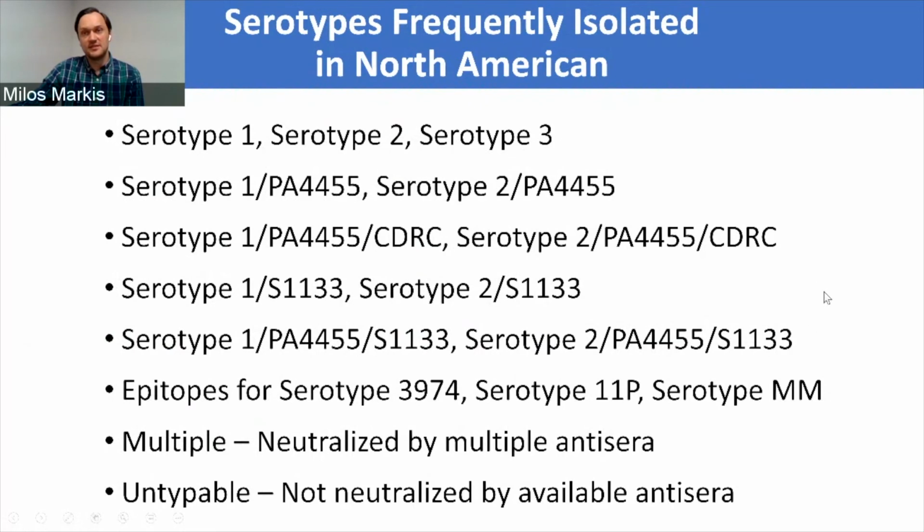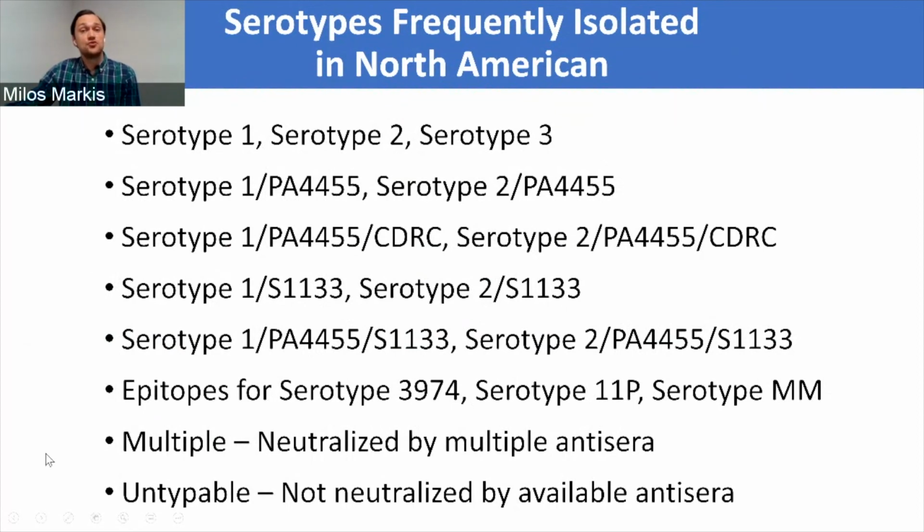And many times these isolates come from companies that will use live S1133 vaccine in the field, and probably a result of reassortment between the vaccine virus and the challenge virus. More recently, we have been detecting more epitopes for serotype 3974, 11P, and MM in various conformations. And it's worth noting that 11P and MM are the original isolates associated with Runting-Stunting syndrome from the early 2000s.